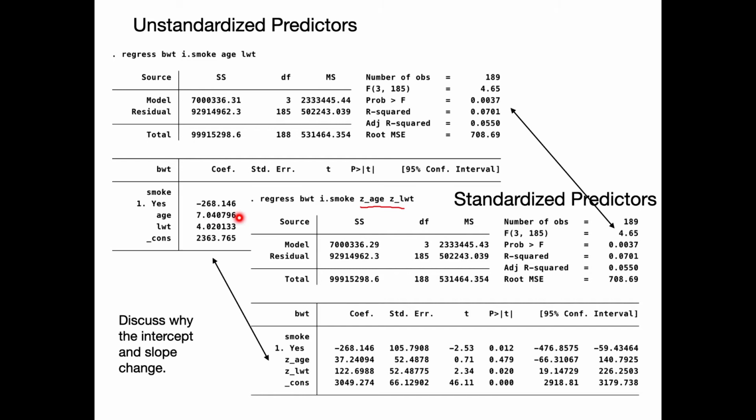So what might this mean? Age here is that a 1 unit increase in age is associated with a 7.04 difference in birth weight. Let's think about our units. In age, this was just years. So for every year increase in age, you expected a 7-gram difference in birth weight. When we z-score things, if you remember from your introductory statistics, a 1 unit value, so going from 0 to 1 on a z-score, is a 1 standard deviation change. So this now represents a 1 standard deviation change in age is associated with a 37-gram difference in birth weight. The same thing here with mother's weight. This was in pounds, this is now in standard deviation units.